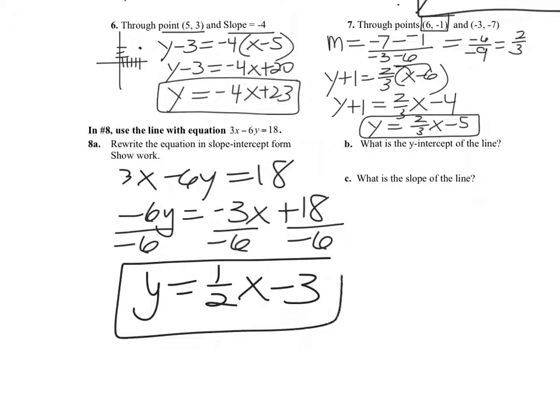So that answers part A. Once you have that answer, you can now really easily answer parts B and C. What's the y-intercept? Just look at it now. The y-intercept is? Good. And what's the slope? Perfect. Nice.